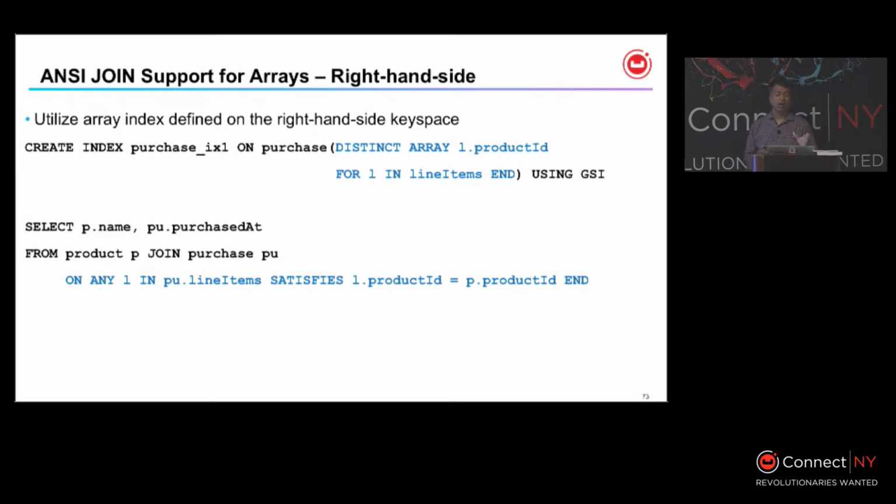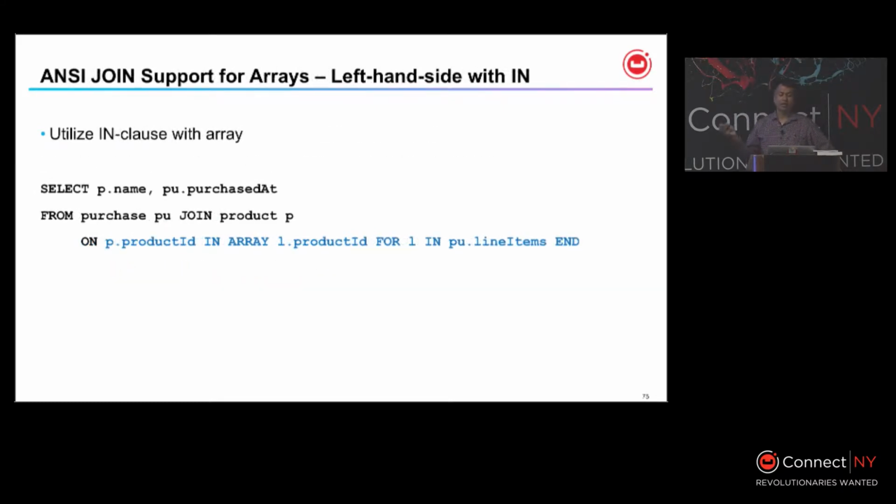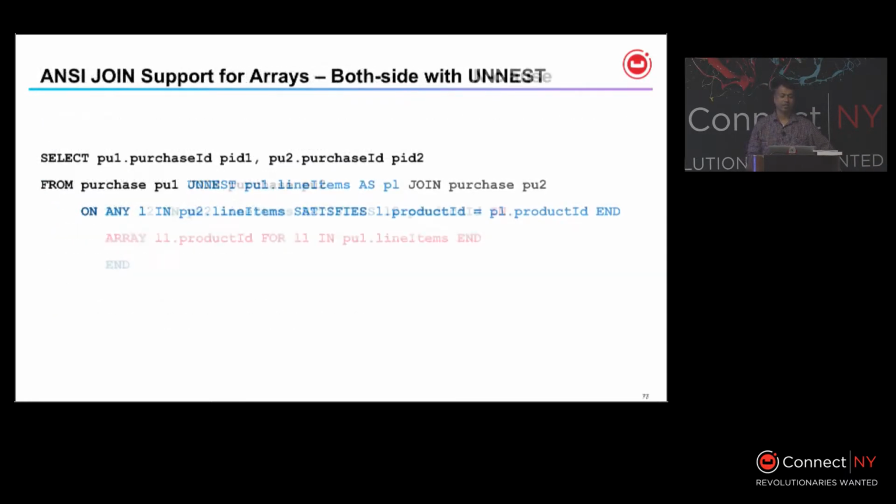Here's an example. You have product doing an inner join with purchase, and purchase.lineitems is an array. When you have that, we have the standard ANY expression: ANY l IN pu.lineitems SATISFIES pu.productID equals p.productID. There's an array on one side. Similarly, when you have an array on the other side, you can first unnest and then do the simple join, or you can have an array predicate right there as well.